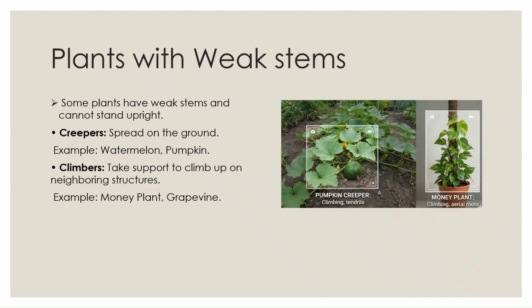But wait, there are some plants that have very thick, weak stems. They cannot stand straight on their own. Creepers are plants that spread on the ground. Think of a heavy watermelon or a pumpkin. Climbers are the plants that take support from a wall or a stick to climb up. The money plant in your house is a perfect example of a climber.